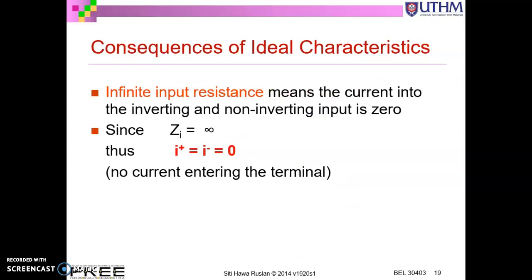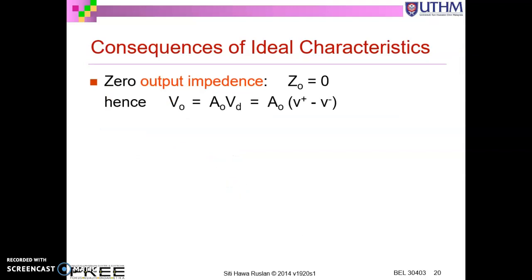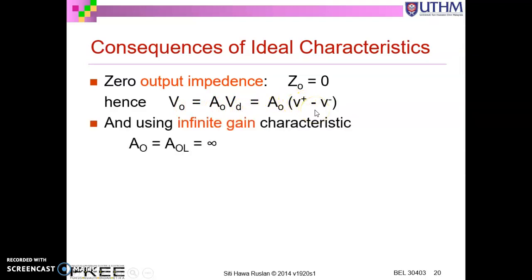Since we said that input impedance is very high, which is infinity, there is no current entering the op-amp. I minus and I plus equal 0, and the input terminal is virtually open circuit. As for the output impedance, it is 0. Hence, the output voltage we can write as VO equals AO VD, which is AO multiplied by V plus subtract V minus. And using the infinite gain characteristic where AO or A open loop is infinity, we can rewrite the equation just now.